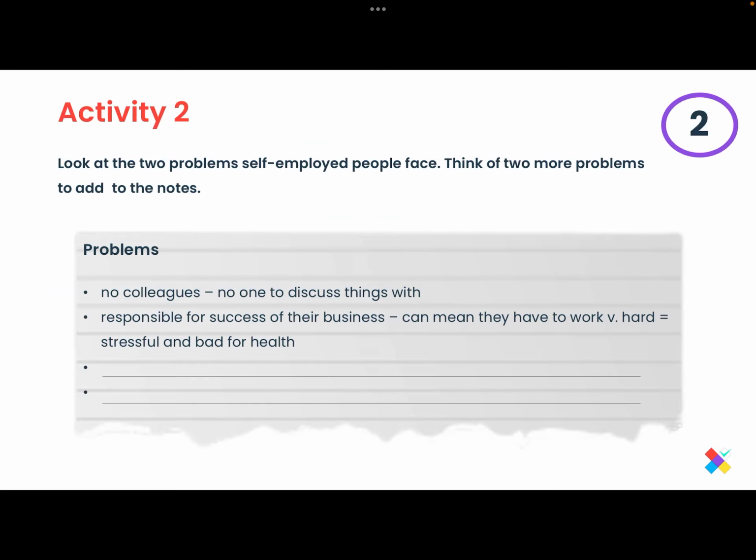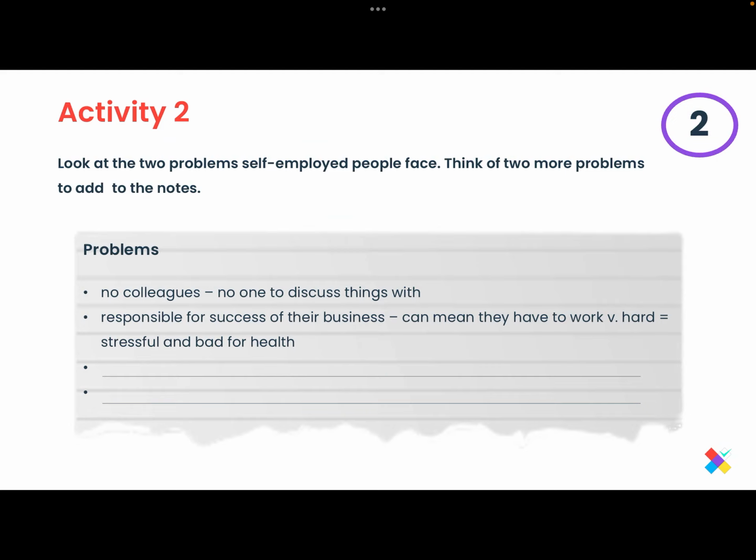Okay, so I've got one activity here for you. I'd like you to look at two problems self-employed people face. And then I would like you to think of two more problems to add to the notes. Don't worry about the answers. I'm not going to give you the answers right now. You're going to get your answers. Don't worry. I'm not going to let you hang.